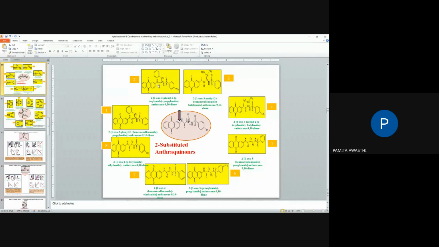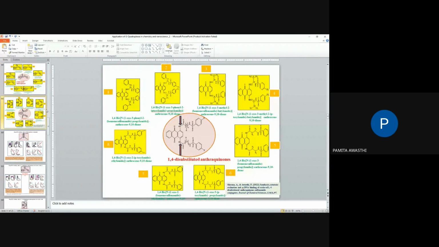Then again, instead of position 1 and 1,5, we have chosen position number 2. This position number 2, again the same thing. Now we are changing the position and also simultaneously changing the structural feature at the side arms, and confirming its bioactivities. Similarly, now the additional position is 1,4.